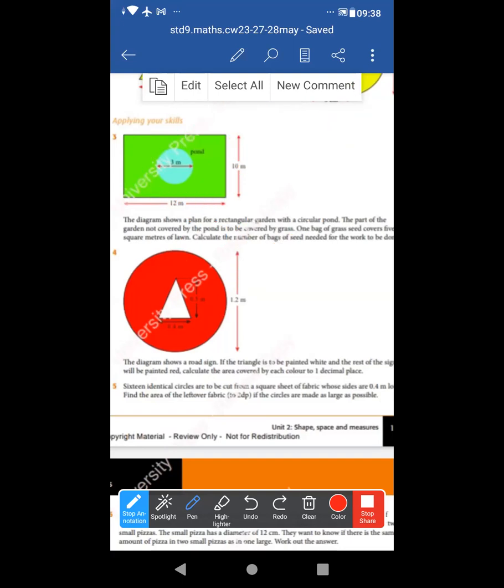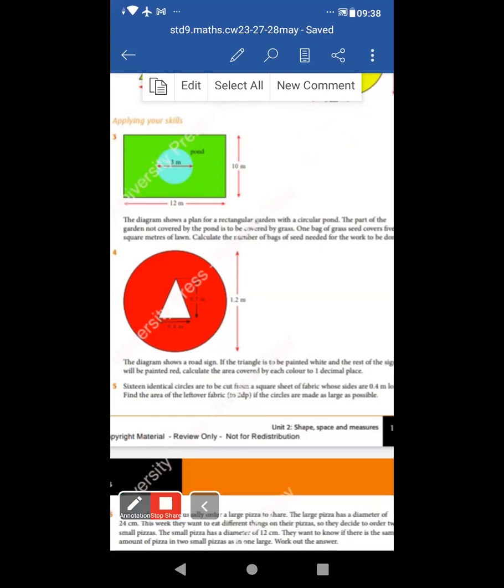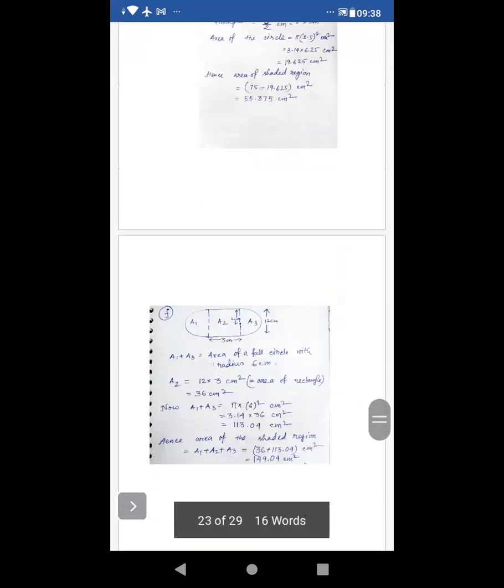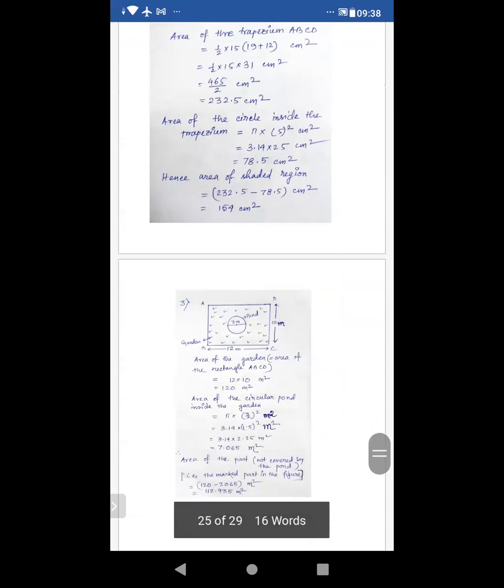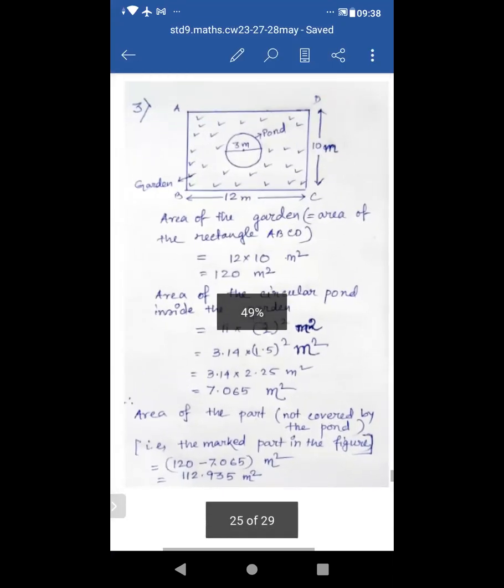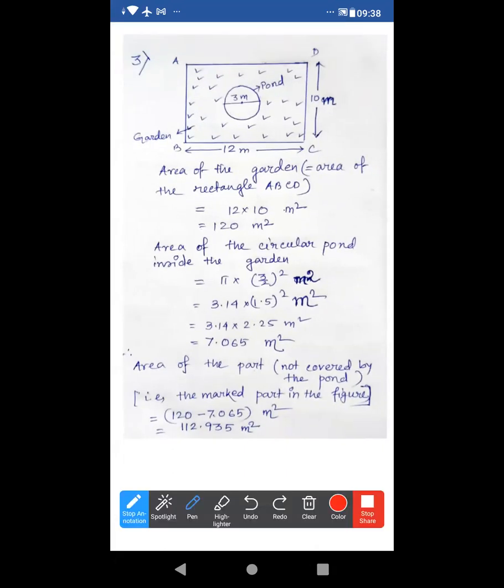At first, find out the area of the rectangle. Okay? Acha, here is the 120. Here is the solution also. No need to look at the solution. You try yourself. If there is any doubt, then you will look at this. 120 meters square. Acha, it is 120 meters square. Just take the answer. Do it yourself. Understood?